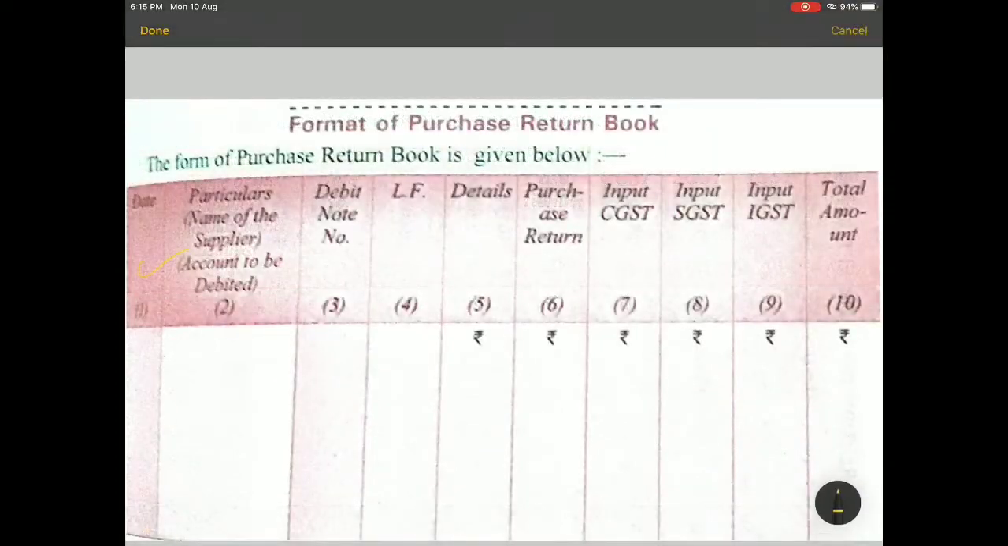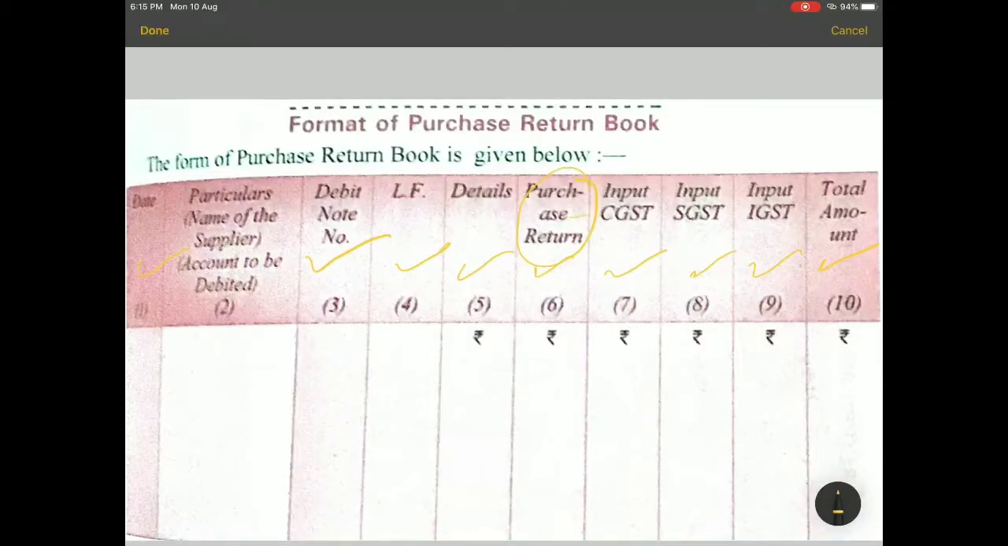Same 10 columns: date, particulars, name of the supplier. We are returning goods to the supplier in the purchase return book. The amount is to be debited here. Debit note number is there. Right? Ledger folio, details, purchase return, input CGST, SGST, IGST, total amount.